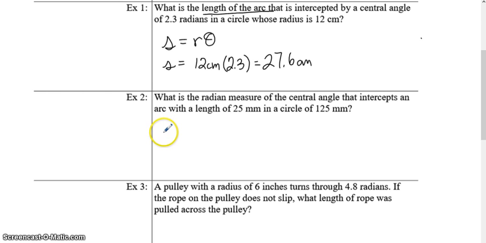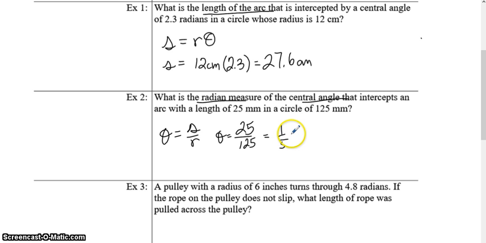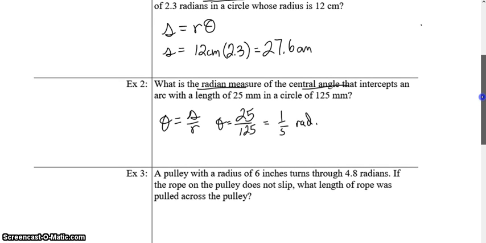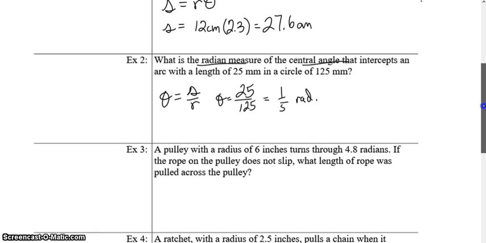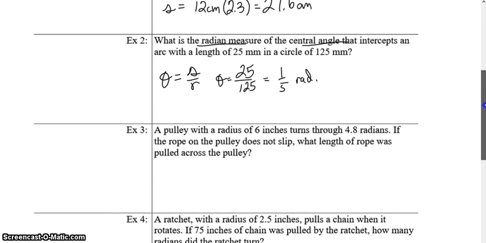So since we're looking for the angle, the radian measure of the angle, theta is S over R, arc length over radius, so 25 over 125, 1/5 radian, only because we know it's an angle. That's how we know what that unit is. No other way. Okay, so that's a lot of times.